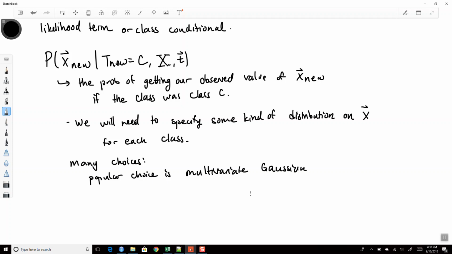We'll try a numeric example, and I hope this will kind of make sense. So when you specify a distribution on x for each class, do you mean that for different classes you might have different distributions, or the same one for every class? You're going to have different distributions for each class. Yes, some kind of distribution on x for each class, so each class has a different distribution of x.